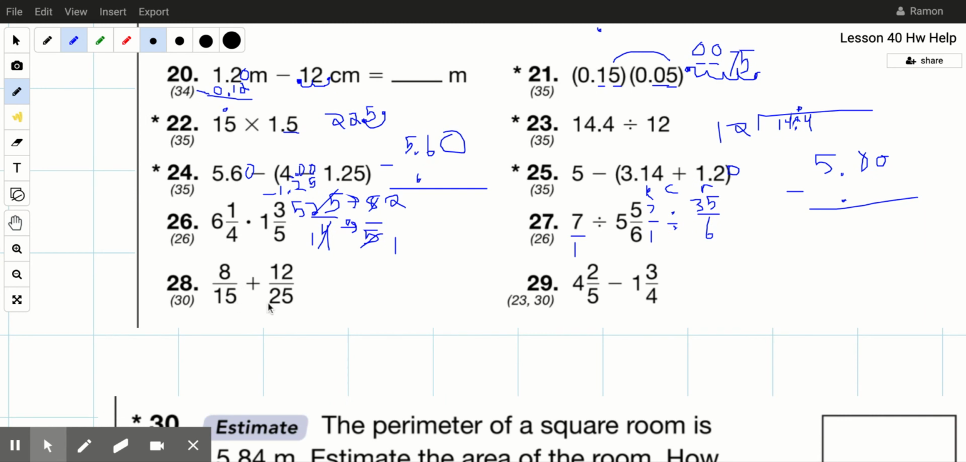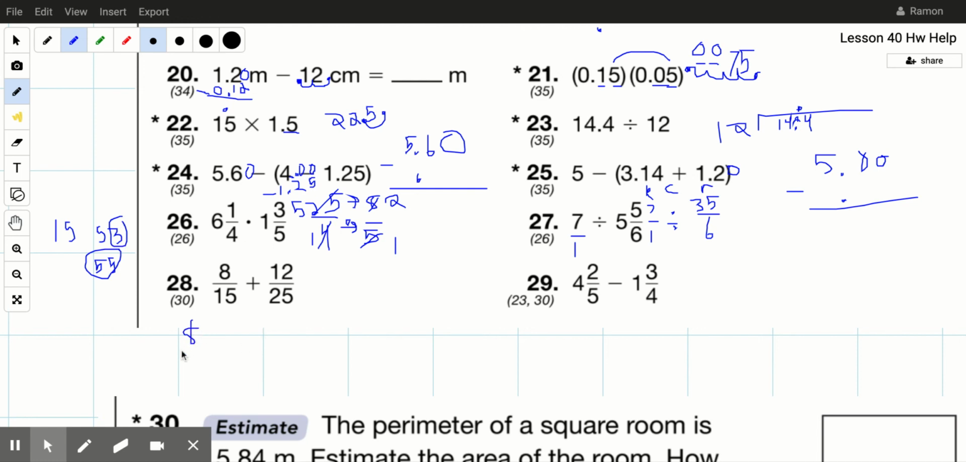It's a little tricky, but we do need a common denominator between 25 and 15. So you find the prime factorization of each. 15 is 5 times 3. 25 is 5 times 5. Take the biggest group of each unique factor: 5, 5, and 3. Multiply them to get you 75.